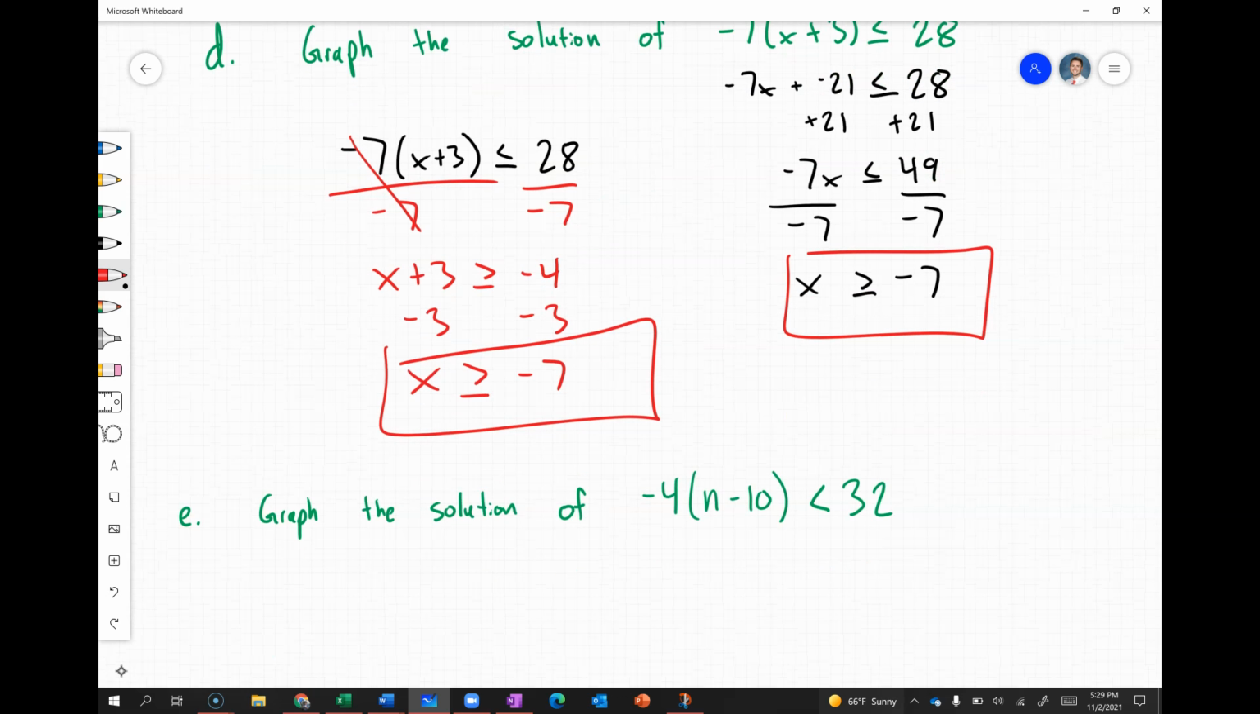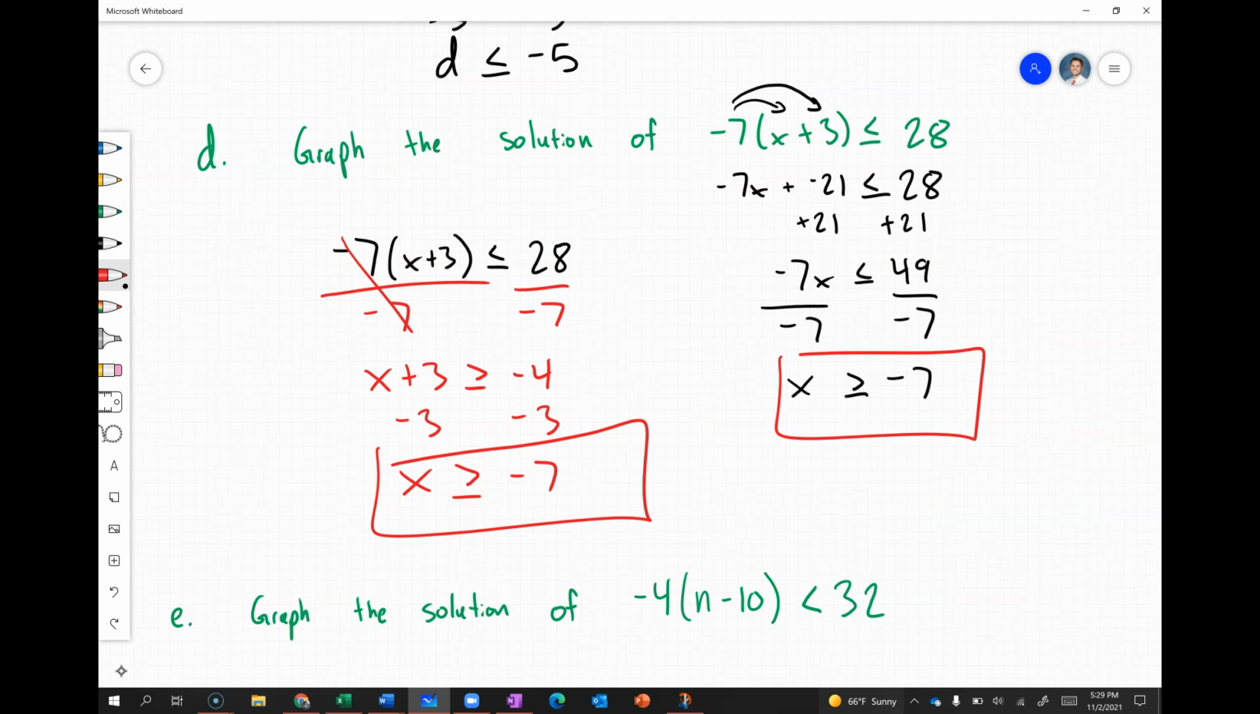So this worked very easily because -7 and 28 have that common factor. They can both easily be divided by -7. If you had something like -7 and 29, I wouldn't advise using that strategy because you would get a more complex decimal to work with from the beginning. So let's look at our final example.